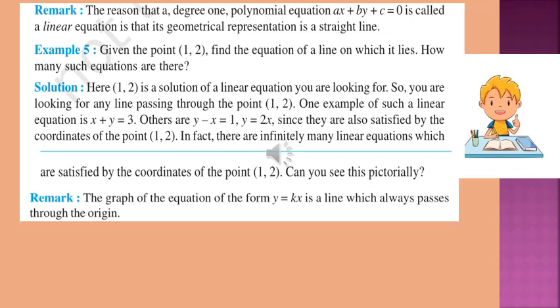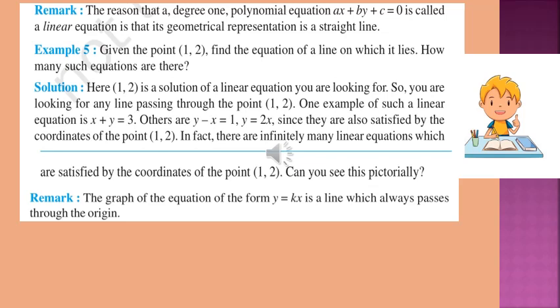There are infinitely many equations whose solution is this given point. But an easy way to find one is just to add the x coordinate and y coordinate, and you will get x plus y equals 3. Then subtract: y is greater than x, so we subtract y minus x, which is 2 minus 1 equals 1. Similarly, y is double of x, so you can write one more equation, y equals 2x. All these three equations are satisfied by the point (1, 2). In fact, there are infinitely many linear equations which are satisfied by this point.